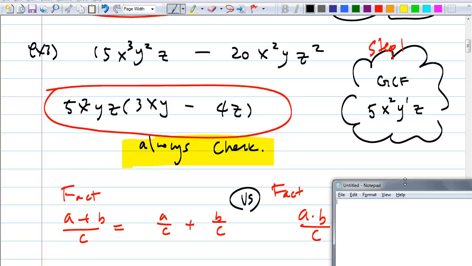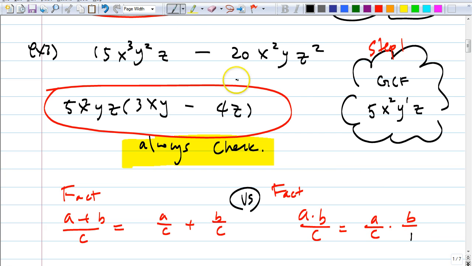A over c is correct. A over c times b? That's exactly right. A over c times b, which is a over c times b over 1. Okay? Please keep that in mind. It's over 1, isn't it? Because if that denominator was c, you would get c squared on the denominator. Does that make sense?